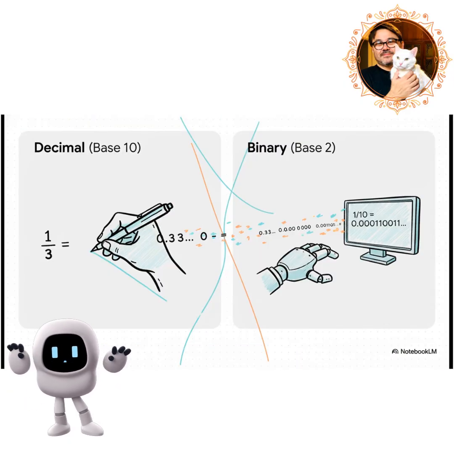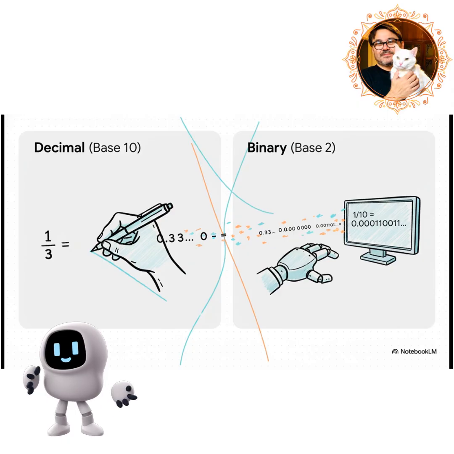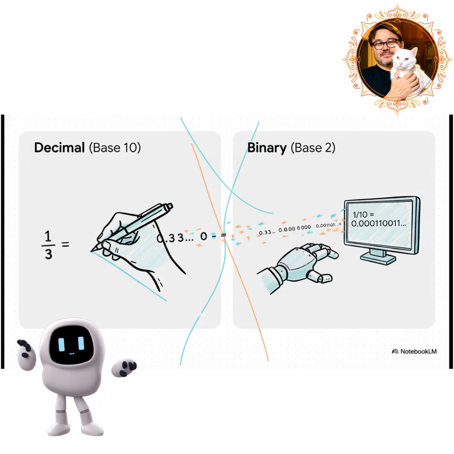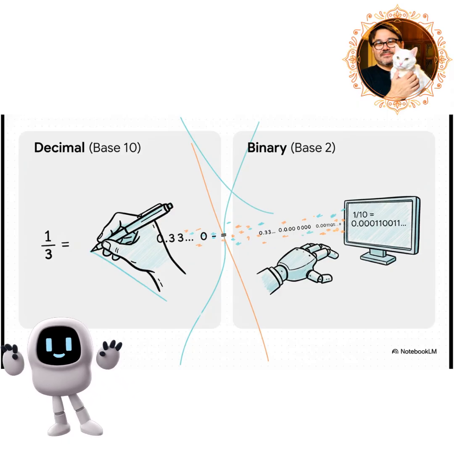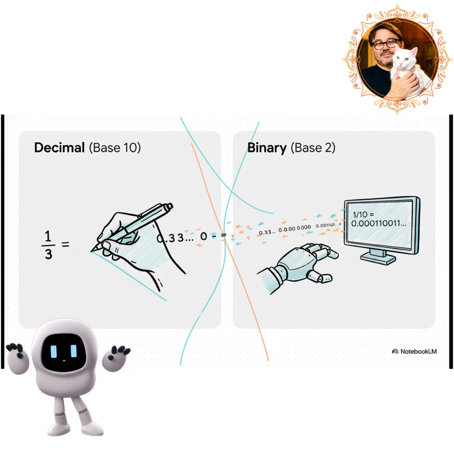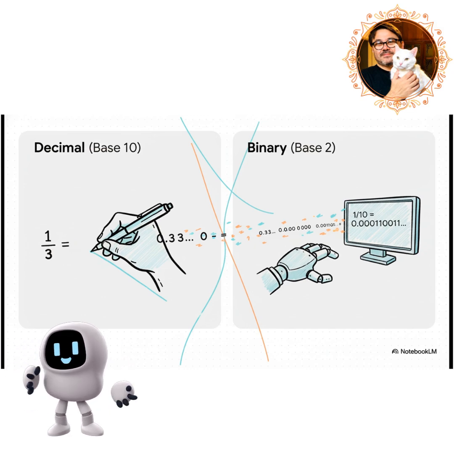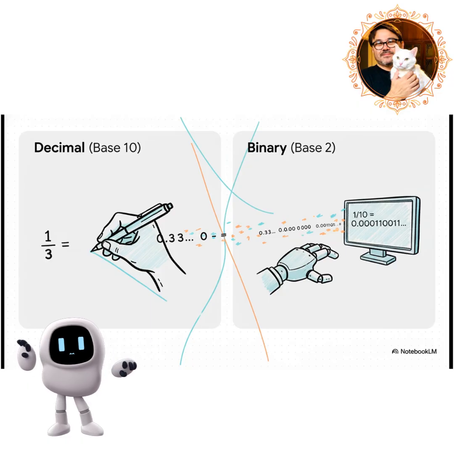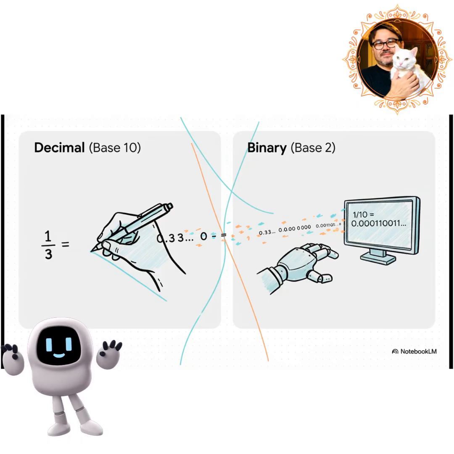Okay, now this slide is a fantastic analogy for the classroom. Over on the left, you see our world, decimal base 10. We use 10 digits, and in our system, we all know that a simple fraction like 1/3 is impossible to write down perfectly, right? It's just 0.3333 forever. We just accept it and round it off.